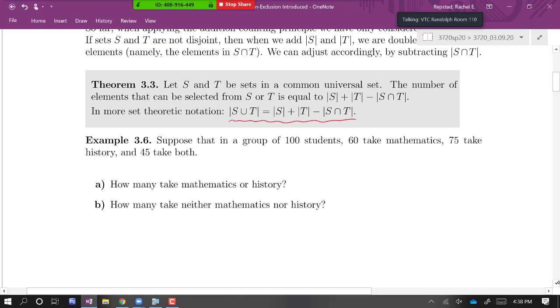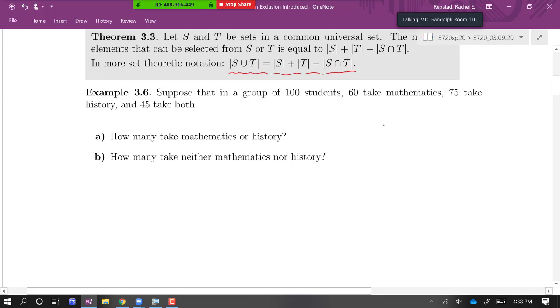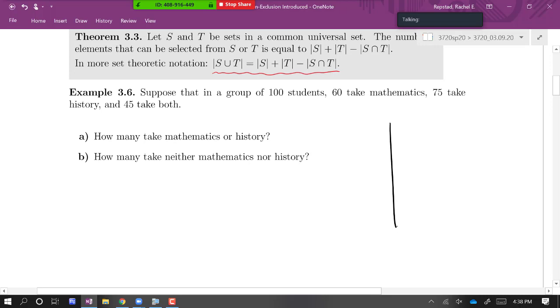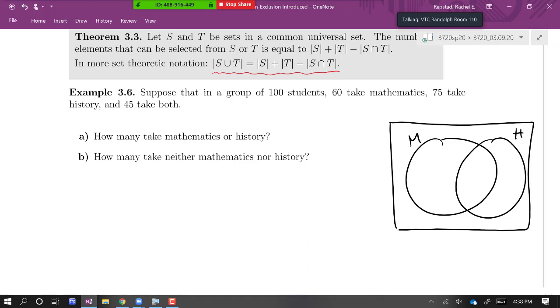Let's do an example. Venn diagrams can be a nice way to organize the information you have in a counting problem where we need to use this addition rule. So in example 3.6, the setup is we have 100 students total, 60 of them are taking math, 75 are taking history, 45 of them are taking both. Let's draw the Venn diagram. So all the students taking math. Here are all the students taking history. Now I want to put in some numbers. I want to make sure all 100 students are accounted for.